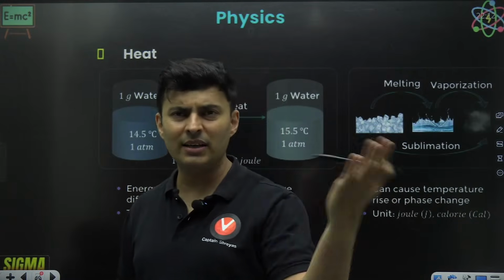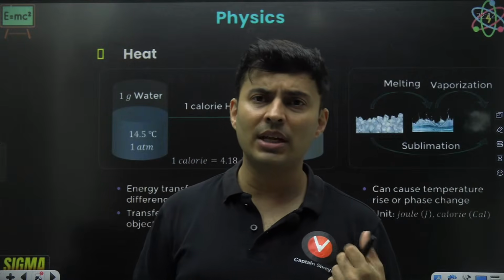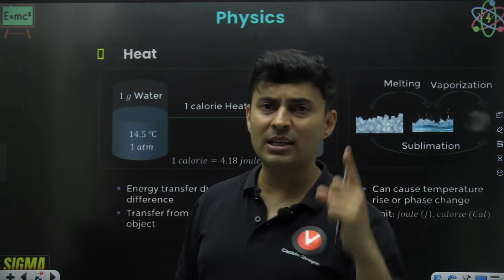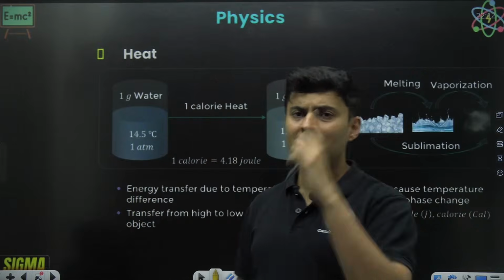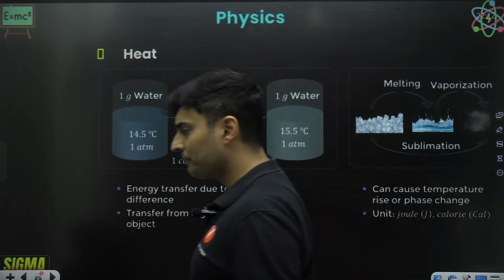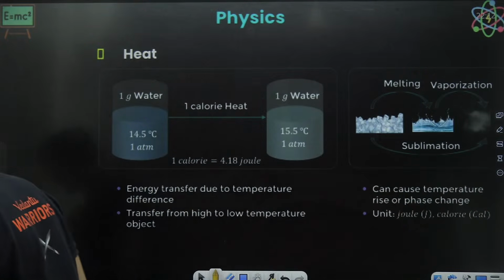How is a joule defined? We know 1 joule of work is when you take 1 Newton of force and displace it by a meter. So 1 Newton meter is 1 joule. We know that. I hope this is clear.